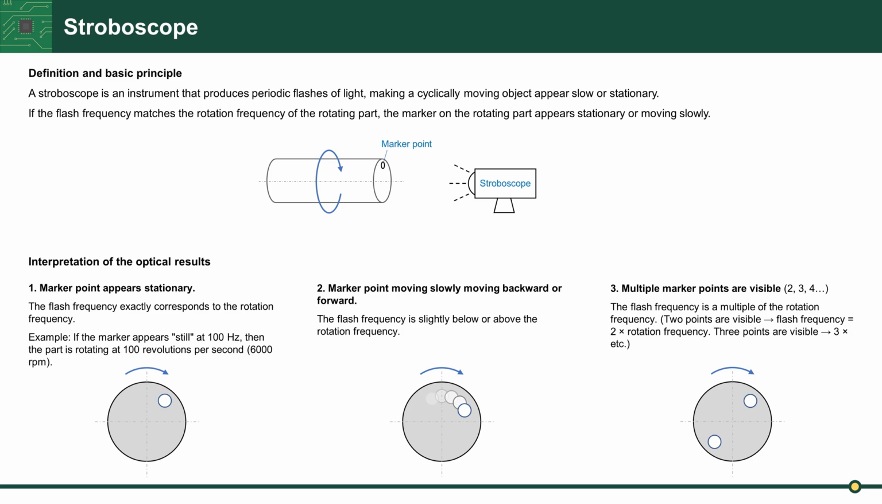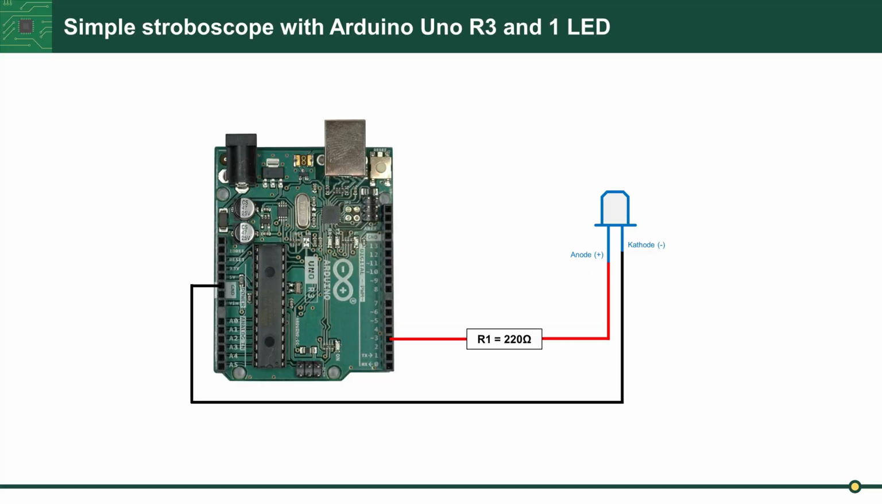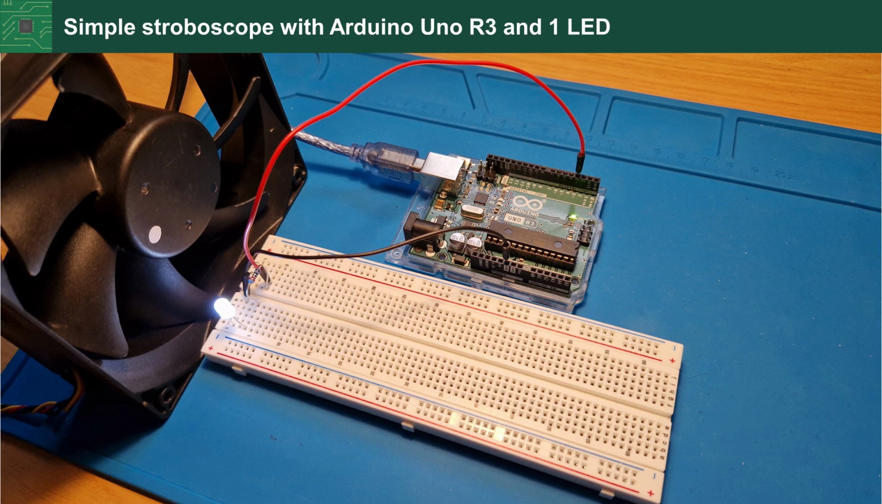First, we built a very simple stroboscope with one LED. The Arduino circuit you can see here. It is important to use a resistor. I use 220 ohm here. This is what it looks like when it is set up.